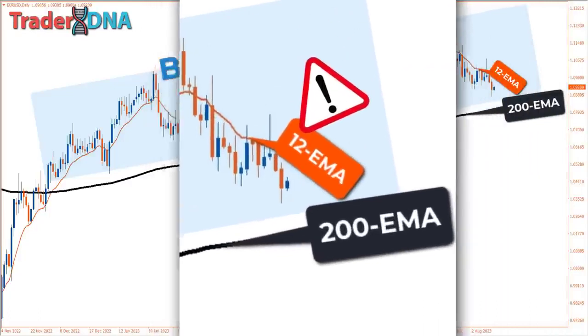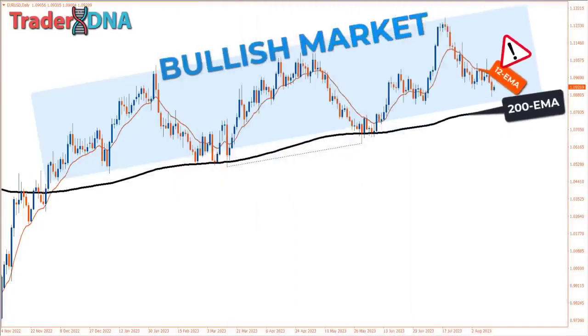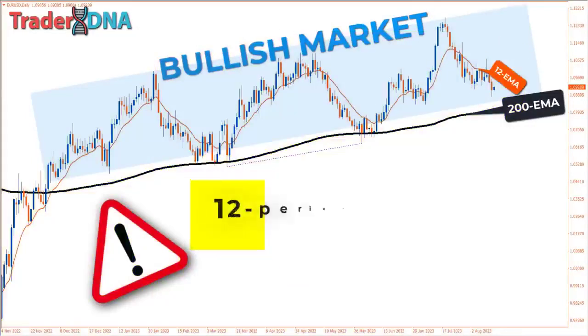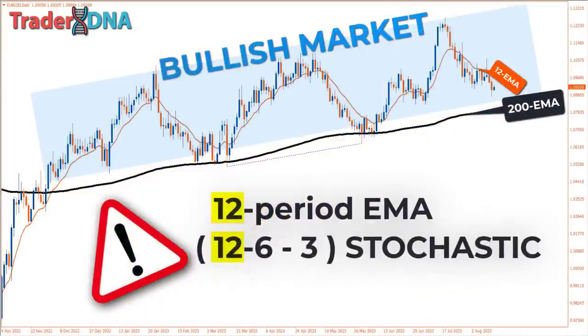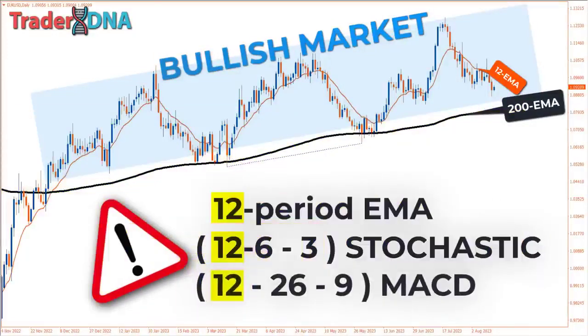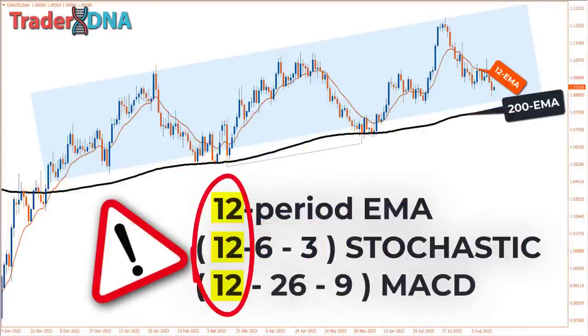The 12-period EMA holds significant importance as it evaluates the 12-period price data within the market. Similar to how MACD and stochastic oscillators utilize a 12-period dataset, we rely on the 12-period EMA to confirm that the signals align with the correct direction and momentum.